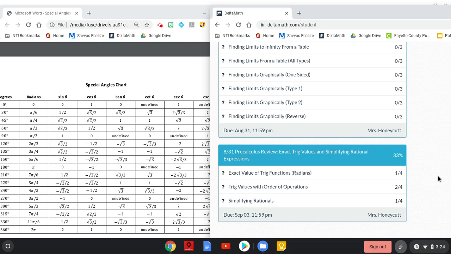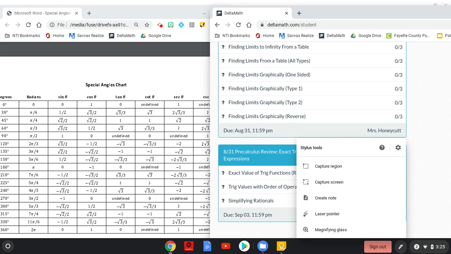Hi guys, Ms. Honeycutt here to help you with your pre-calculus review of exact values and how to use those to evaluate functions. So your assignment for today is going to be this one right here where you have exact trig values and we're going to use those. This page also has a copy of a PDF document of the special angles chart.